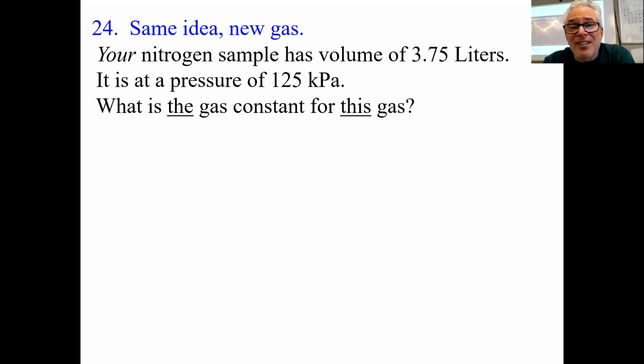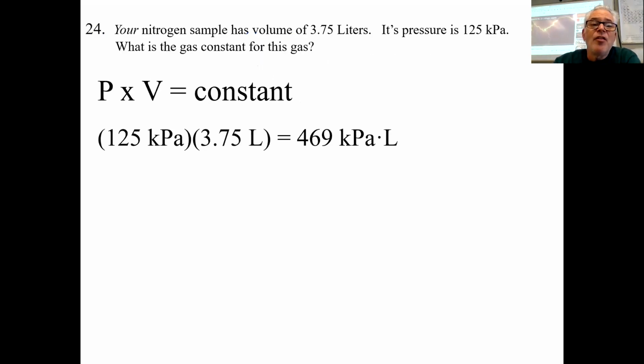You're even going to have different units. So how do we do this? The pressure times the volume equals a constant. Now for your gas, in the blue balloon that you just have in your head, the pressure is 125 kPa and the volume is 3.75 liters. Multiply them together, you get 469. And the unit's weird, different than mine too, because you used kPa times liters. So it's kPa times liter, weird unit. It's okay, we like weird units.